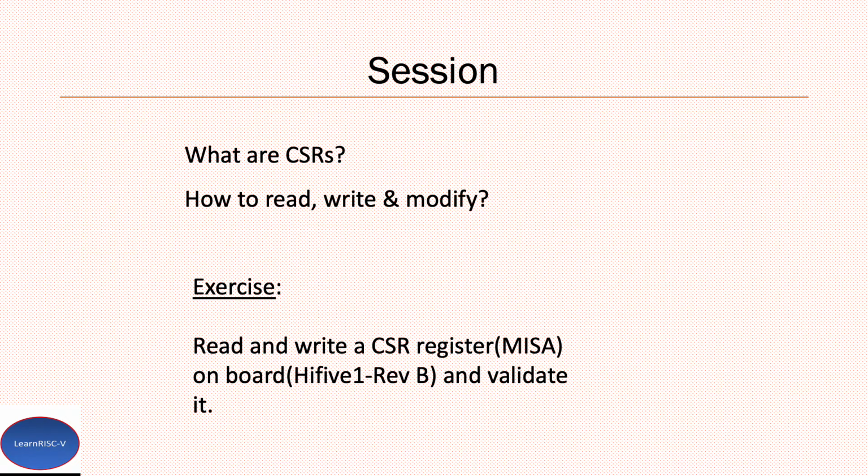As a step towards that, in this session I'm going to talk about special purpose registers in RISC-V. These special purpose registers are not memory mapped in RISC-V, and as the name suggests, these are for certain special purposes. In RISC-V, these are called control and status registers, abbreviated as CSRs. In this session, I'm going to talk about these CSRs and how to read, write, and modify them, followed by an exercise on reading and writing a CSR on my HiFive1 Rev B board, and we'll validate the results.